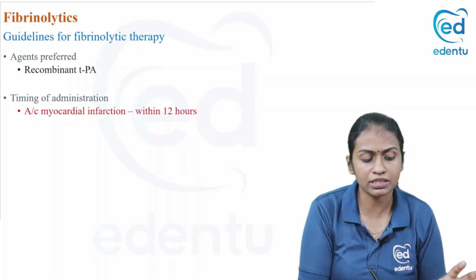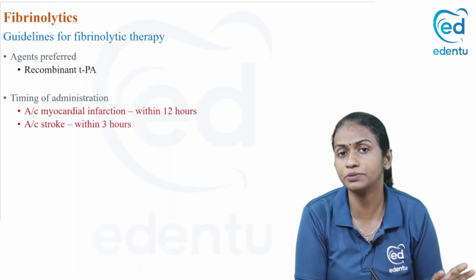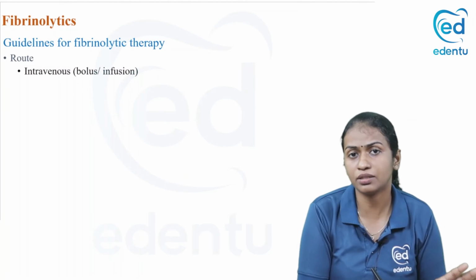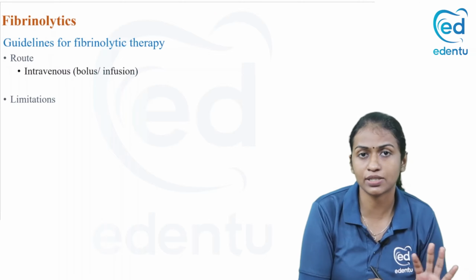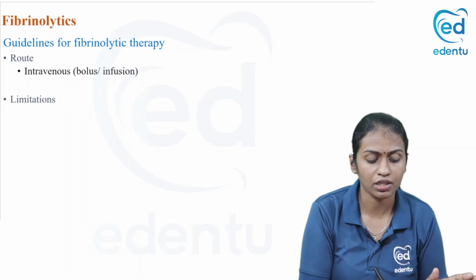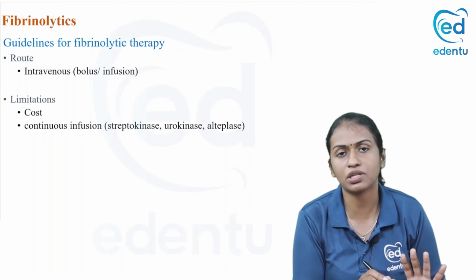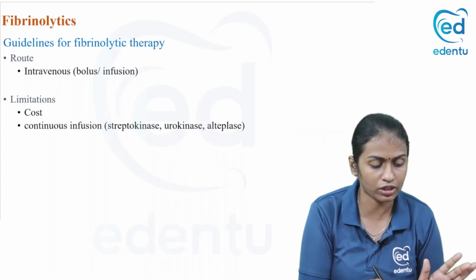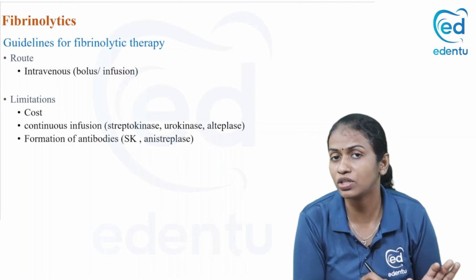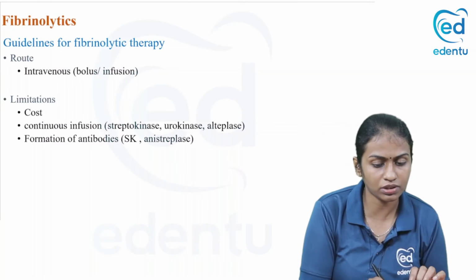Timing, earlier the better. Acute myocardial infarction, give it within 12 hours. Stroke within 3 hours. Route, intravenous, either bolus or infusion. If it is long acting like tenecteplase, you can give it as a bolus injection. Main limitation is its cost. In case of streptokinase, urokinase or alteplase, you have to give it as a continuous infusion, and there is formation of antibodies in case of streptokinase or anistreplase. Okay. So that is about the fibrinolytic agents.